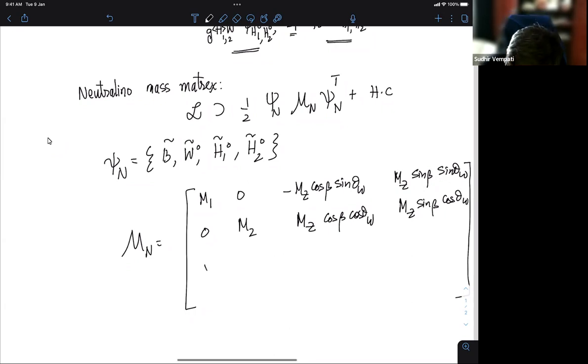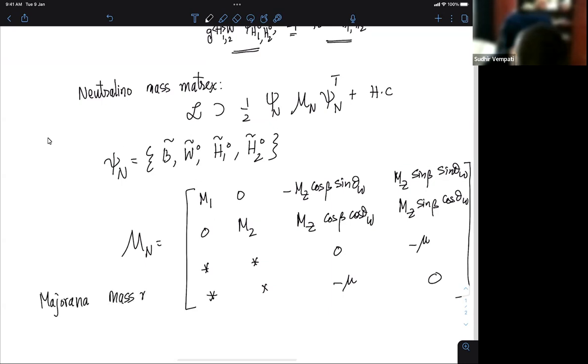Now this matrix is symmetric, so it should be the same thing, and then 0, minus mu, 0. So why is it symmetric? It's complex symmetric. It's because it's a Majorana mass matrix. So the Majorana mass matrices are complex symmetric.